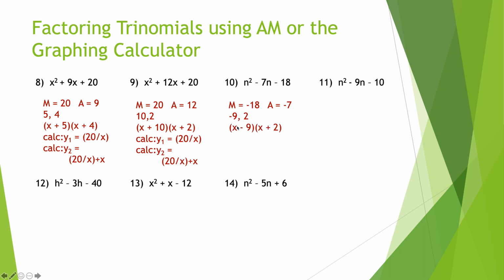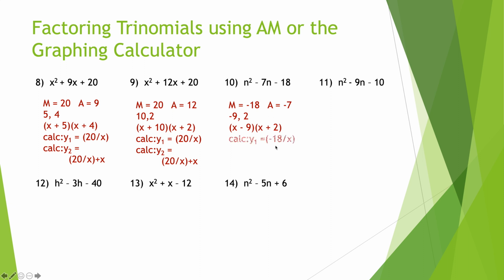Let's try distributing back. X times x is x squared, x times 2 is 2x's, -9, always peeking in front, -9 times x is -9x's, positive 2x's and -9x's do indeed add up to -7x's, and -9 times 2 is -18. So I'm sure that this is right.